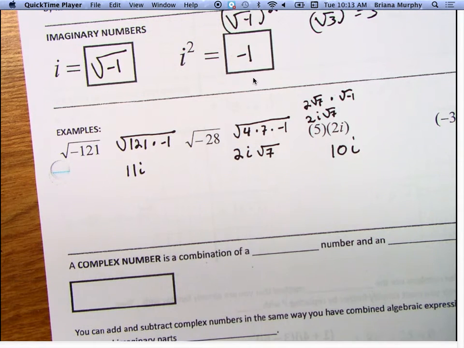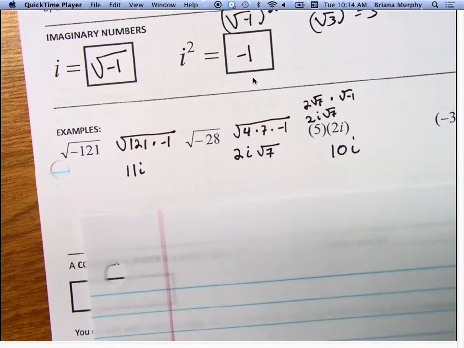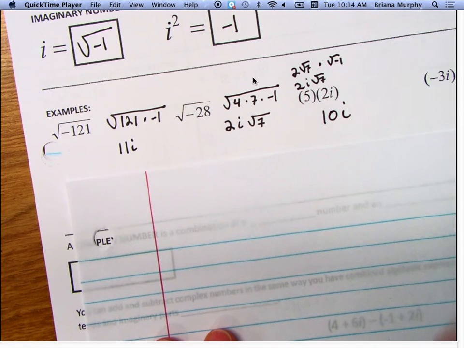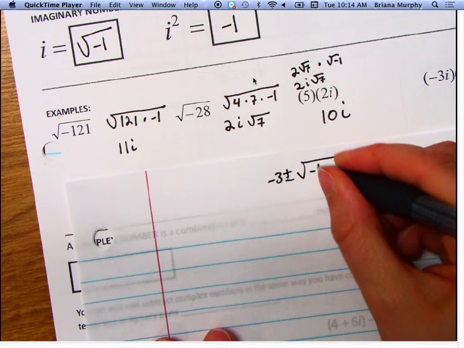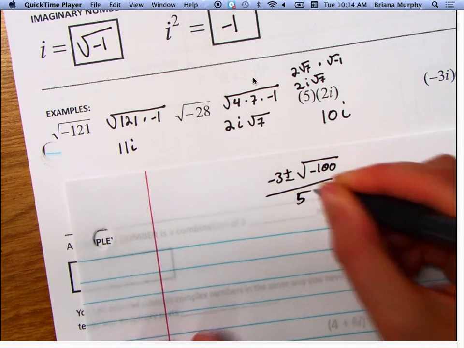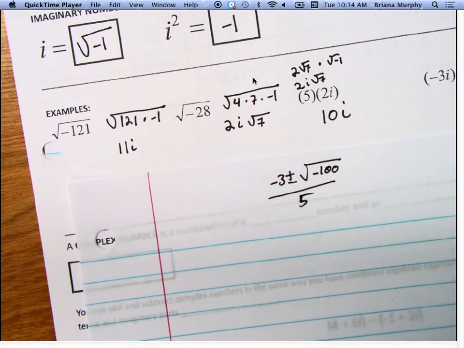So, wait, why would we ever have the square root of negative 1? Didn't it come up when we did problems before? Here, let me give you an example. When we use the quadratic formula, didn't you guys sometimes get something crazy like negative 3 plus or minus the square root of negative 100 over 5? So this is an instance when we can use that. We can find my imaginary roots. Okay?